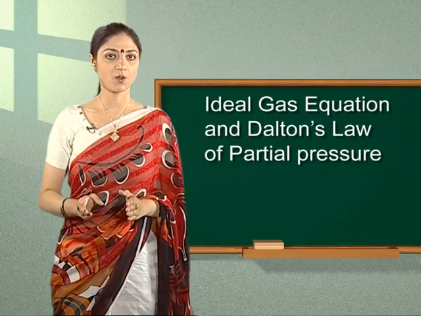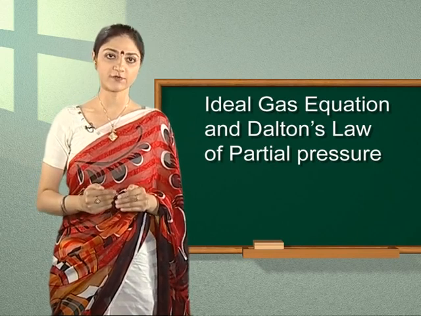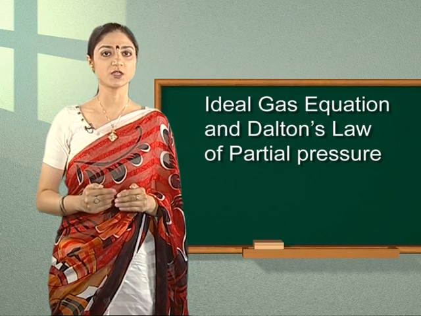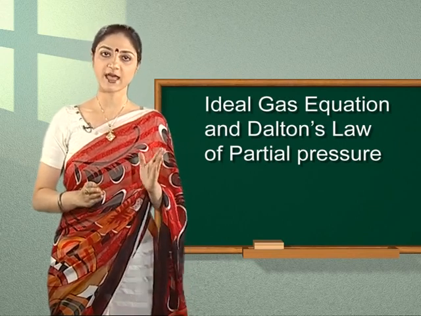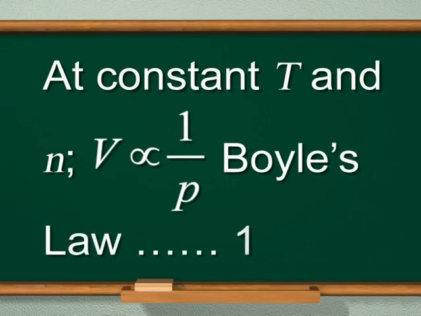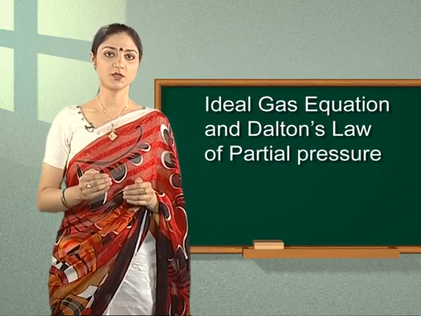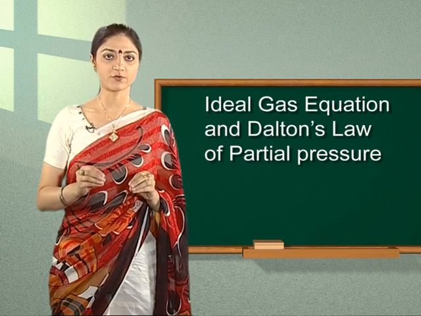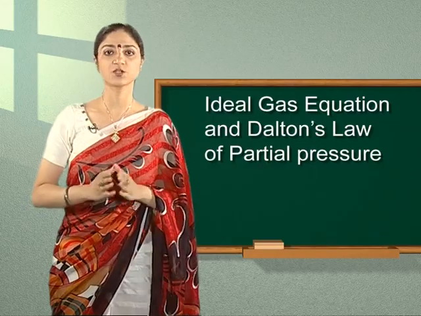According to the Boyle's law, at constant temperature, volume of a given mass of gas is inversely proportional to applied pressure. This can be represented as shown on the screen. According to Charles' law, at constant pressure, volume of a given mass of gas is directly proportional to absolute temperature as shown on the screen.